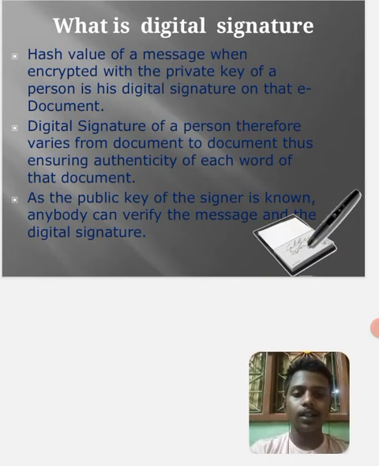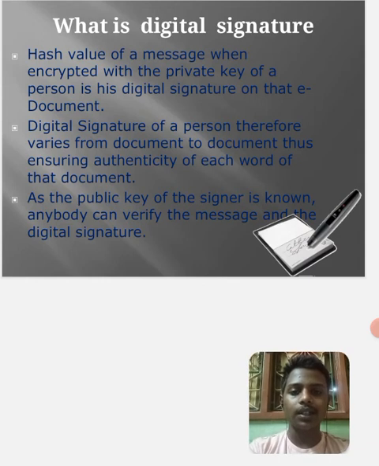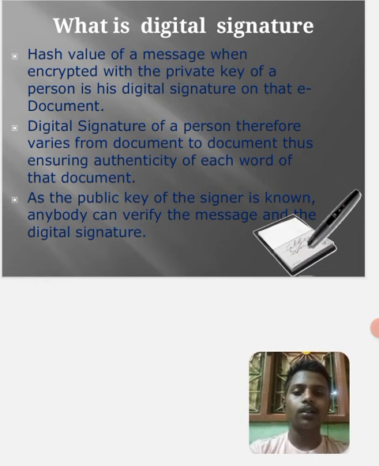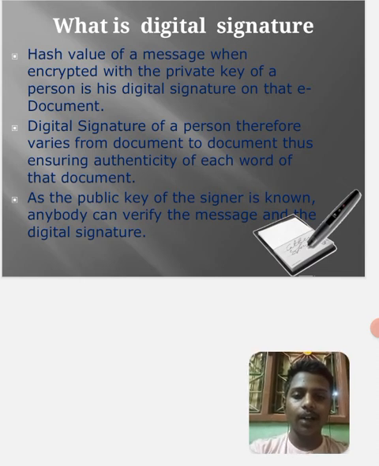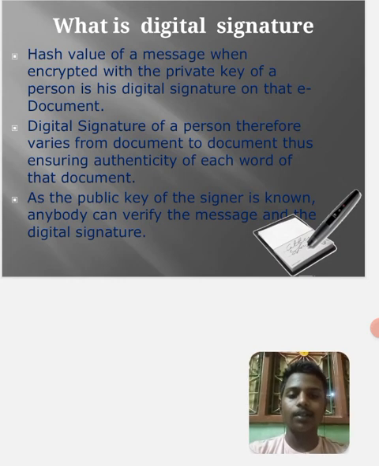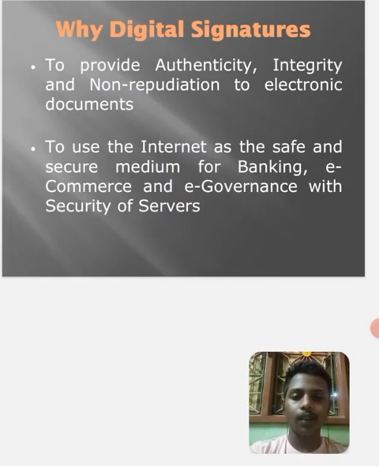What is a digital signature? Now we see. The hash value of a message, when encrypted with the private key of a person, is a digital signature on that e-document. The digital signature of a person therefore varies from document to document, thus ensuring authenticity of each word of the document. As the public key of the signer is known, anybody can verify the message and the digital signature. Anybody can verify the digital signature on the message also.